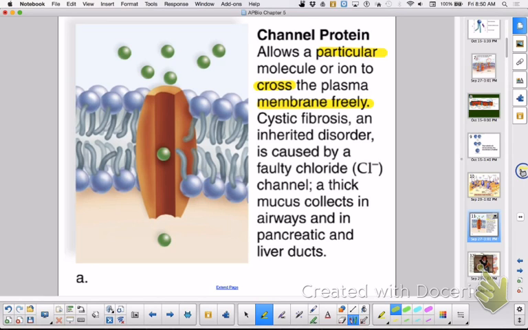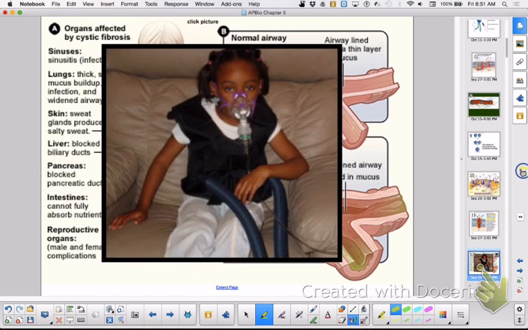Freely. Okay. An example of this, if you want to talk about when this does not work, is when a particular molecule, if this was a chloride ion, couldn't cross and wasn't allowed to get through, then you can end up getting cystic fibrosis, which is a recessive inherited disease. It is tremendously difficult to deal with. Oftentimes you see it with people who just have trouble with breathing and their airways.